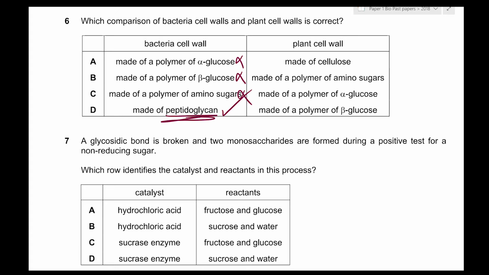Now, plant cell walls made of cellulose. This is correct, cellulose by the condensation of beta-glucose monomers. For B, made of a polymer of amino sugars, amino is incorrect. Made of polymer of alpha glucose. Now, alpha glucose is incorrect. We said cellulose is made of 100% pure, only beta-glucose monomers. Therefore, this is correct, and the correct answer must be D.